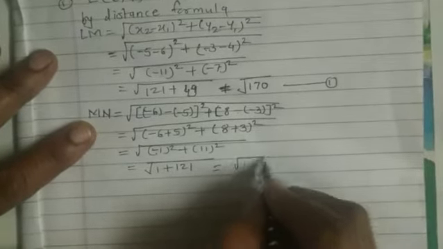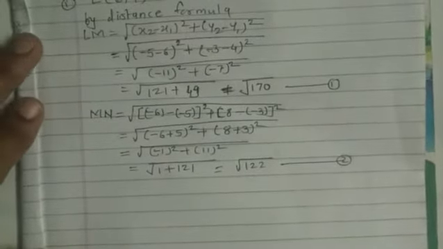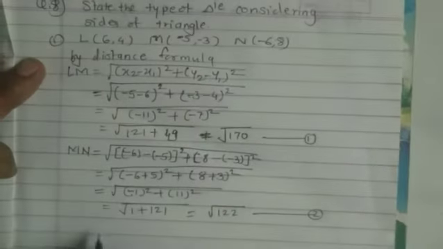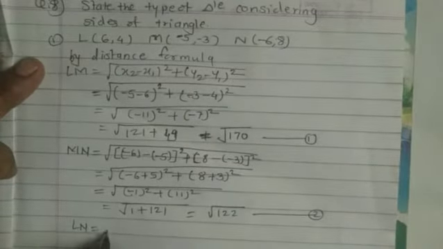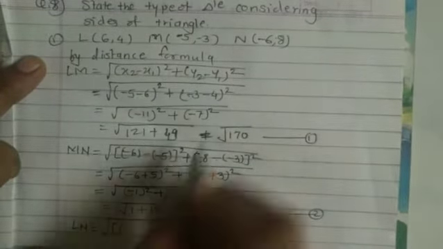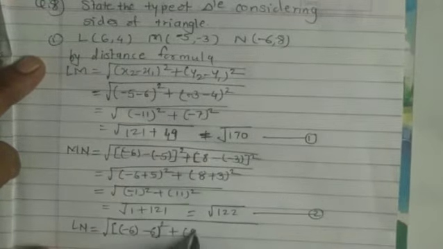The answer is root 122, that is the second side. Now we are finding the third side, LN. LN is equal to the second point and the first point, so here we get x2 as -6, x1 as 6, bracket square, plus y2 as 8, minus 4, bracket square.